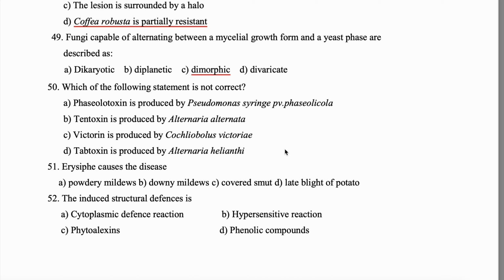Option B, tentoxin is produced by Alternaria alternata, which is also correct. Option C, victorin is produced by Cochliobolus victoriae, also correct. Coming to option D, tabtoxin is produced by Alternaria helianthi, which is not correct. Tabtoxin is produced by Pseudomonas. So, the correct answer will be option D, because the question asked which is not correct.